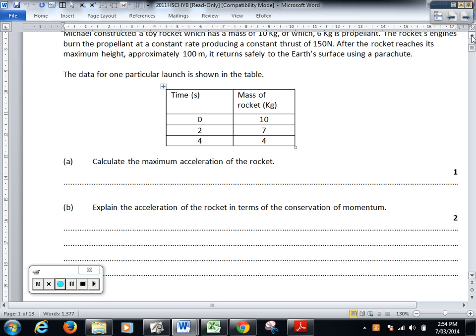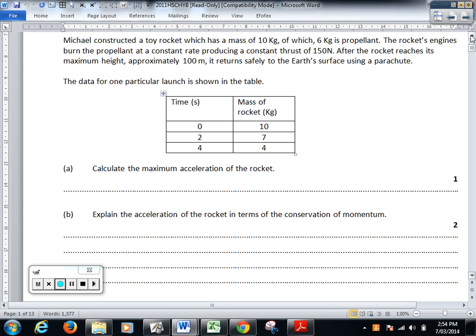And the question is that Michael constructed a toy rocket which has a mass of 10 kilograms, of which we're told 6 kilograms is propellant. The rocket's engines burn the propellant at a constant rate, producing a constant thrust of 150 newton, after which the rocket reaches its maximum height, approximately 100 metres, and then it returns safely to the Earth's surface using a parachute. And we're told the data for one particular launch here as shown in the table.